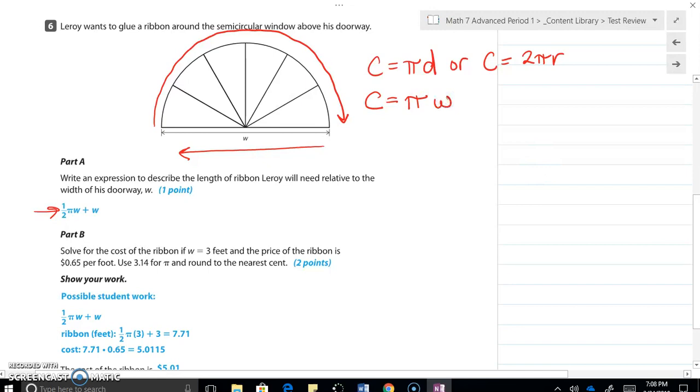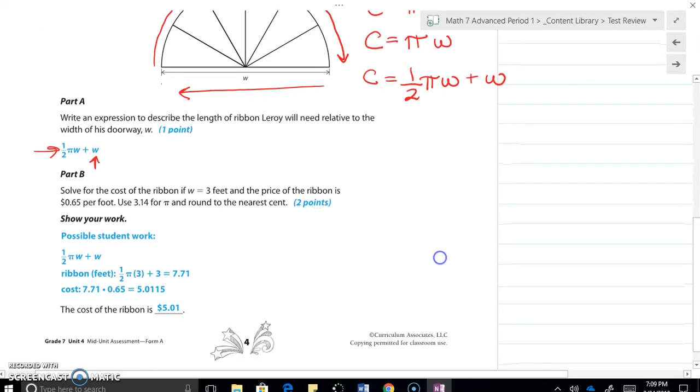Okay? And if we're also looking at this circle, we have half a circle. So then your formula turns into 1/2 times pi times W, since you're not finding the circumference of a full circle. Now, where does this second W come from? Well, you're not only wrapping half the circle, but you're also going across the diameter, which is the width of the circle. So we're going to add also the width. So that's where that formula comes from.